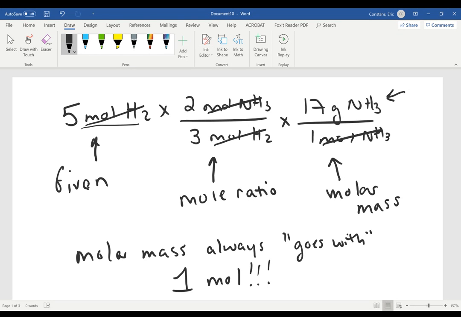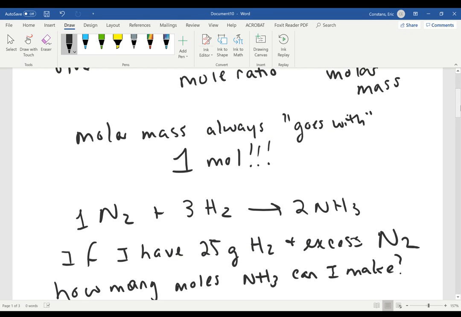Now, one thing I want to make sure everybody remembers is that when you're using the molar mass in a stoichiometry problem, the thing that goes with it in the fraction is always 1 mole of that substance. Always, always, always. So there should never be anything other than 1 mole with the molar mass. The only time you see something that's not 1 in front of the word mole is sometimes in your mole ratio, and that's going to depend on your coefficients.